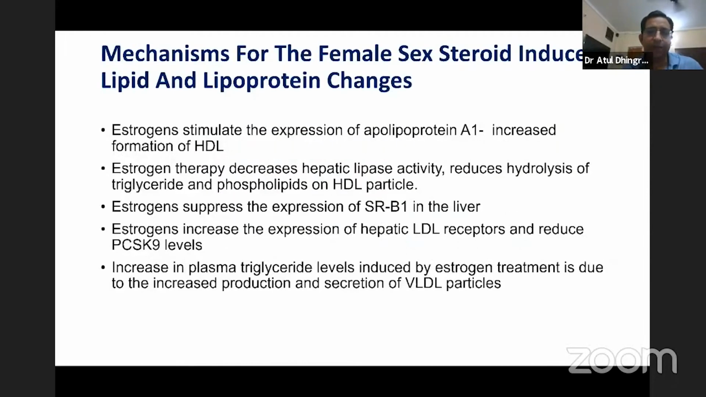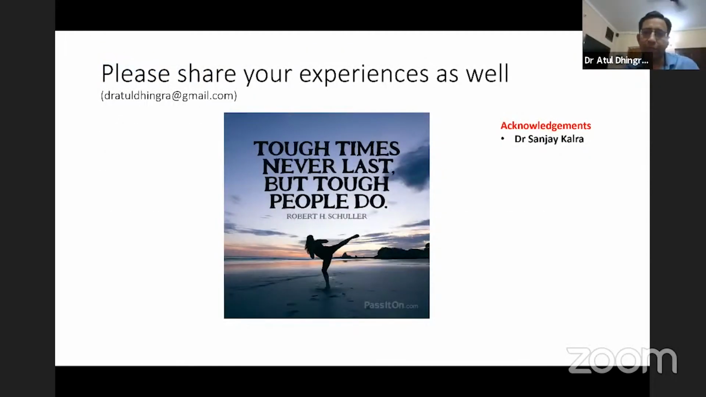So to summarize, I believe both endocrinology and lipidology are intricately linked to each other, and the knowledge of one definitely helps in improving the outcomes related to the other field. I'd like to acknowledge here Dr. Sanjay Kalra, because many of the slides here have been taken from him, and he has been one of the helping hands in preparing this whole presentation.